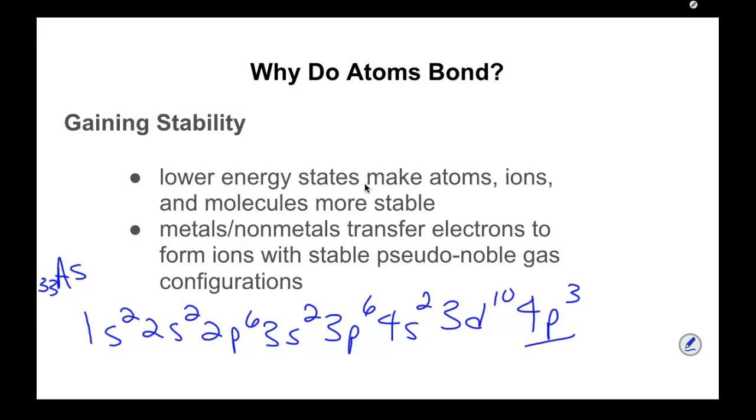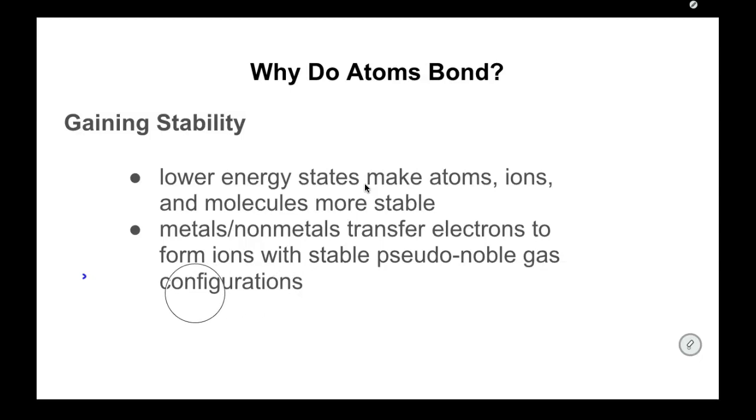You can see that it's not stable. It has 5 valence electrons. So what it will do is gain 3 valence electrons, and it will end in 4p6, which will now give it a total of 8 valence electrons. It's not actually a noble gas. It's got a pseudo-noble gas configuration, a false noble gas configuration, because it gained 3 electrons. And that will lower the energy state, making that atom, which is now an ion, more stable.